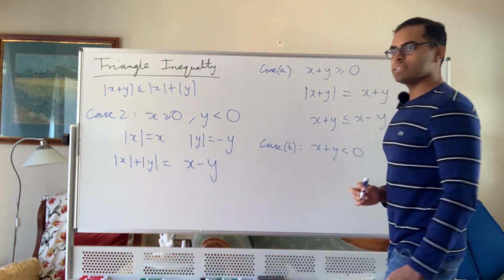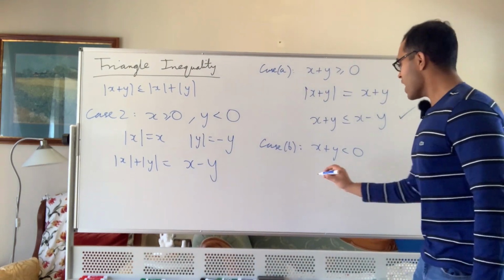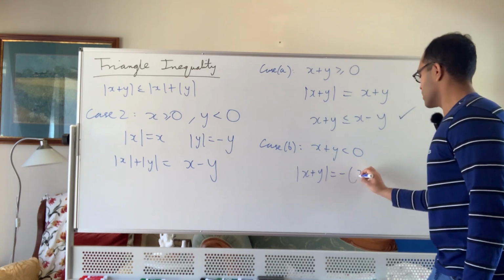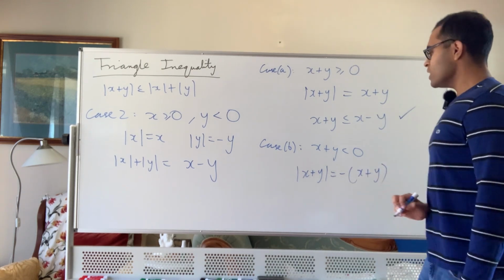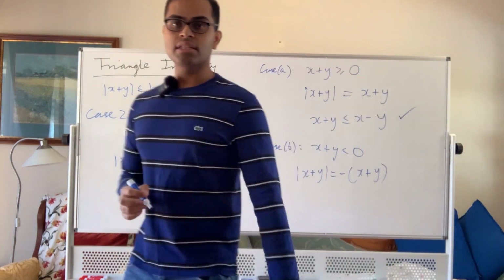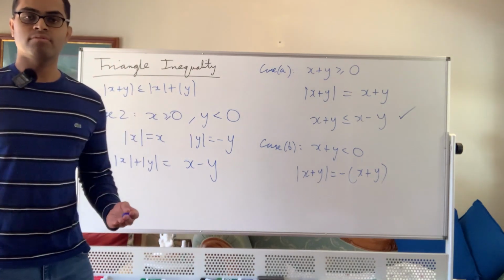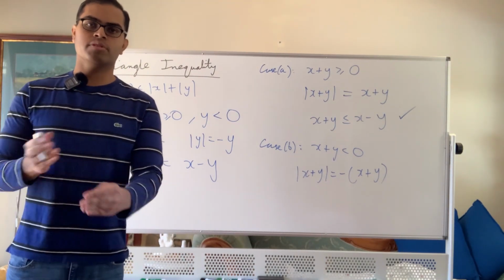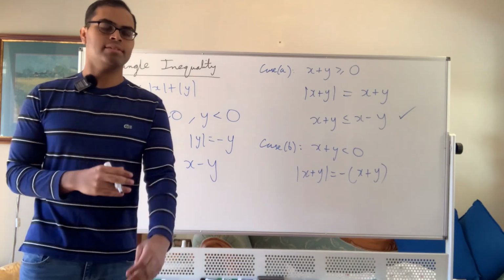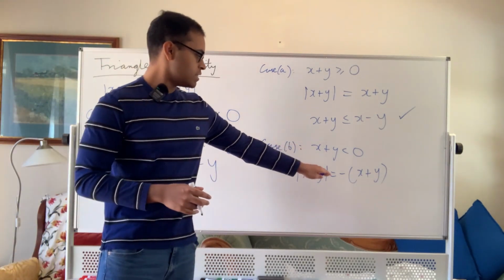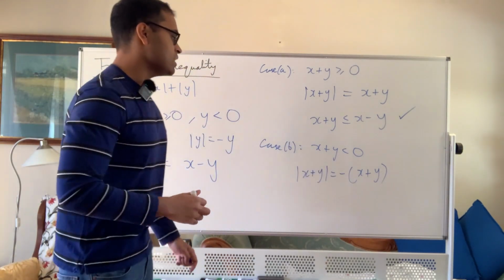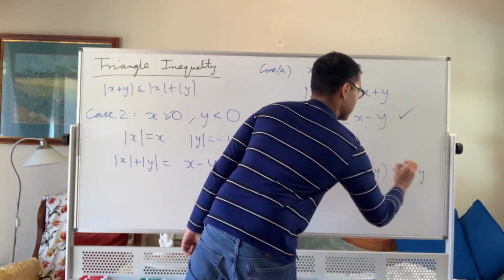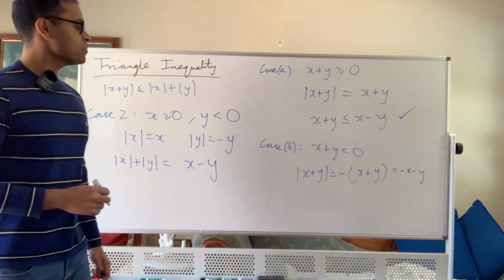So in this case, the absolute value of x plus y is going to equal the negative of x plus y. Again, the reason we are considering these cases is because we don't know what absolute value of x plus y is really, unless we know whether x plus y is positive or negative. So if we have this, then we know that absolute value of x plus y is negative x plus y, which is equal to negative x minus y. Okay, so negative x, negative y.